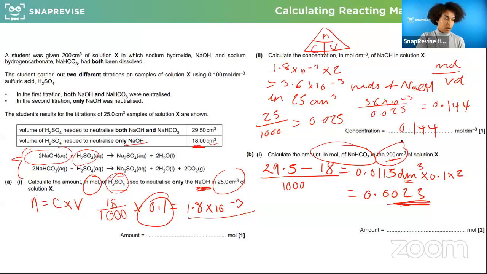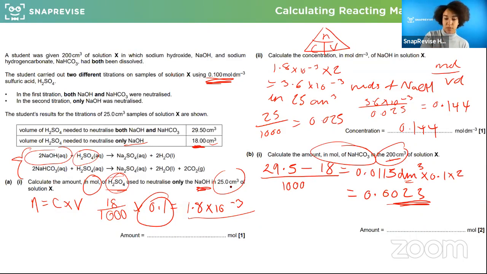Why did I times by 0.1? Because our sulfuric acid is at a concentration of 0.1 when it neutralizes it in the question. So because we've got 0.1 moles per dm cubed of sulfuric acid at a molar ratio of 1 to 2, we times it by 0.1, which is the concentration from the concentration times volume equation, and we times it by 2 to take into account the molar ratio, which gets us 0.0023 in 25 cm cubed.